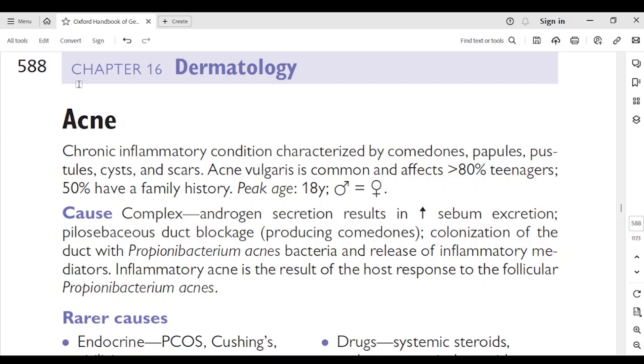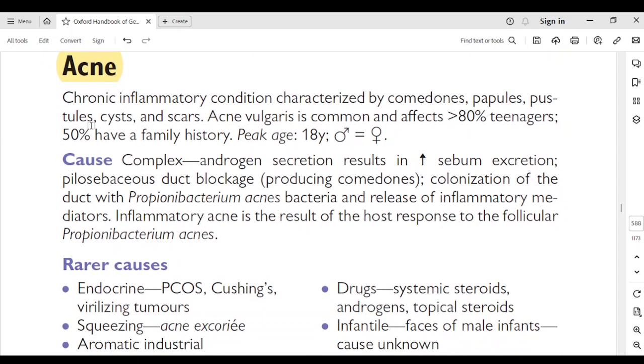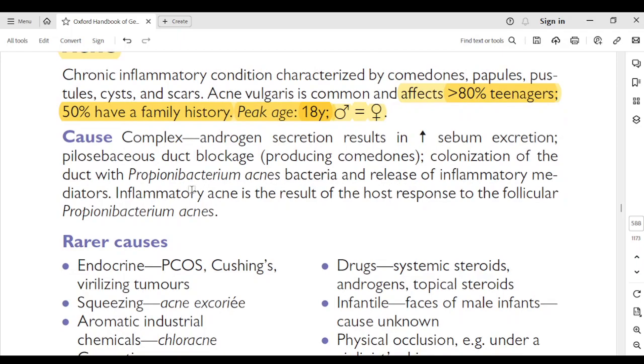So, the next topic in dermatology is acne. It's a very common symptom in general practice. Chronic inflammatory conditions characterized by comedones, papules, pustules, cysts, and scars. Acne vulgaris is common and affects more than 80% of the teenagers. 50% of them have family history. Peak age is 18 years and the male to female ratio is the same. So at least 80% of the teenagers will have acne.